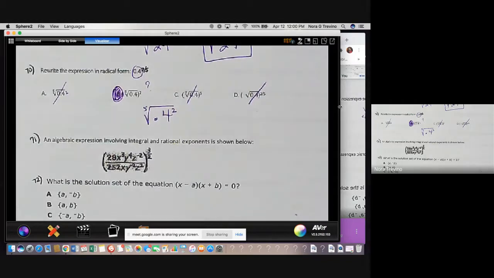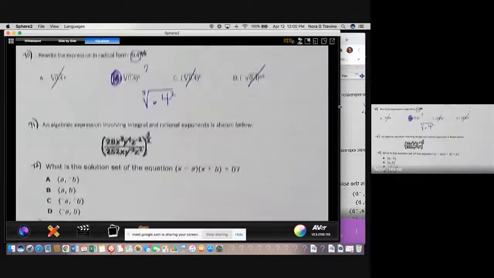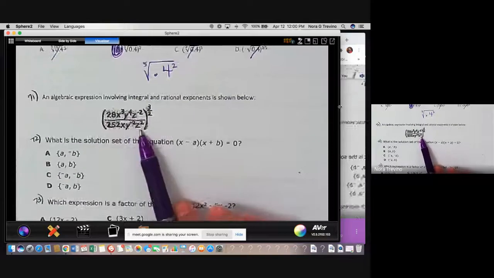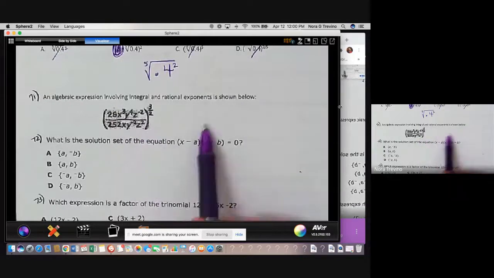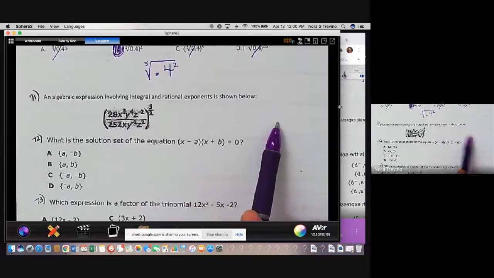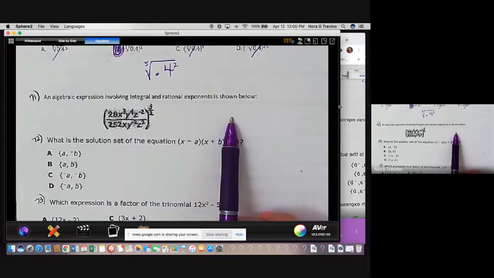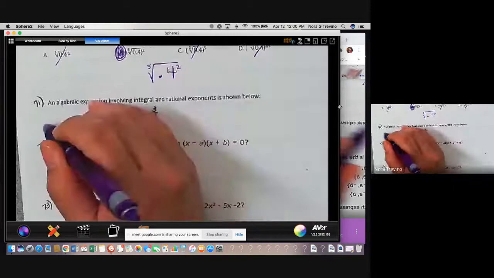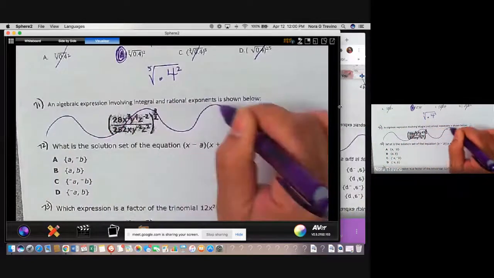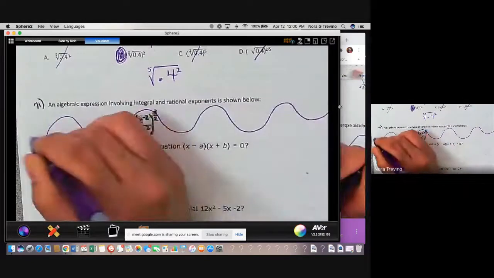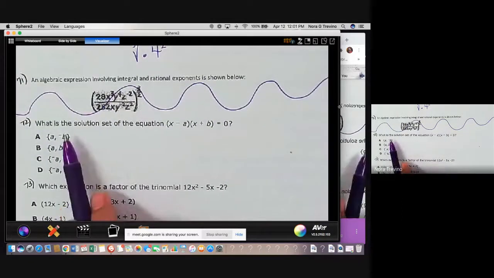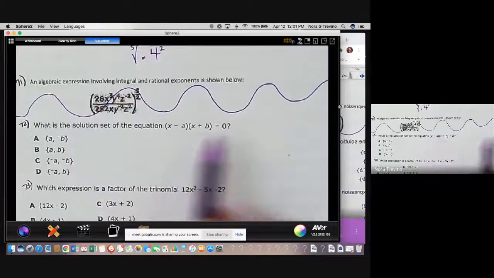All right. It says 71. An algebraic expression involving integer and rational exponents is shown below. And we have to simplify it, I believe. There's no question there. Bummer. We're going to skip it because there should be some answer choices. I forgot the answer choices. So, sorry. Here we go. What is the solution to this equation?